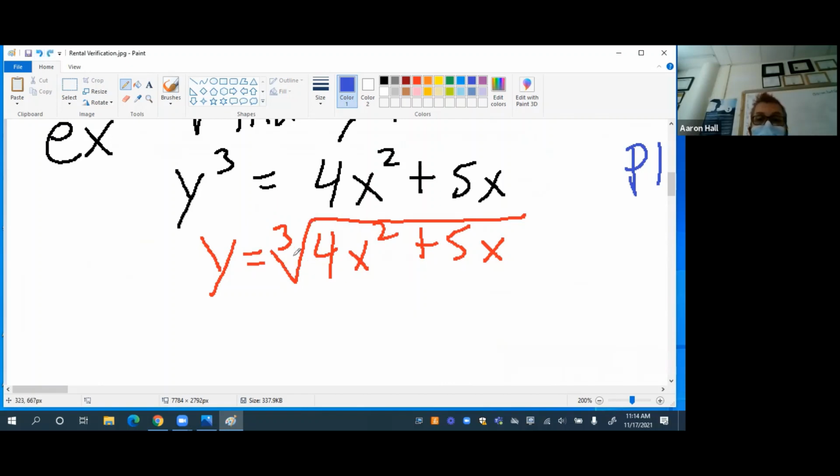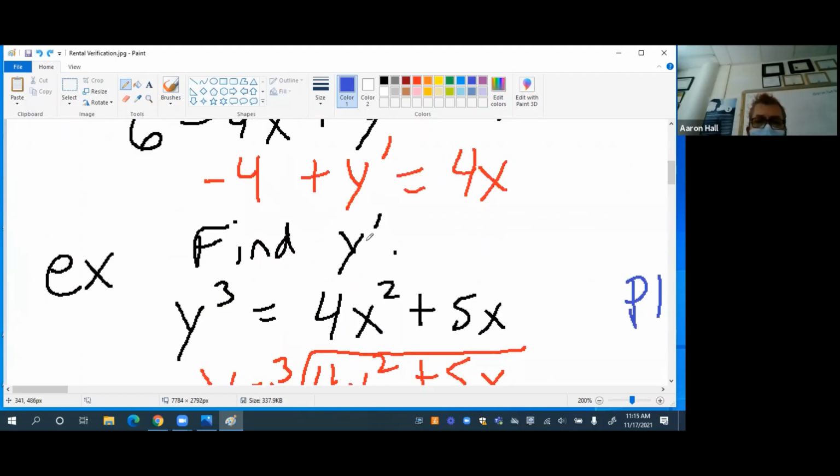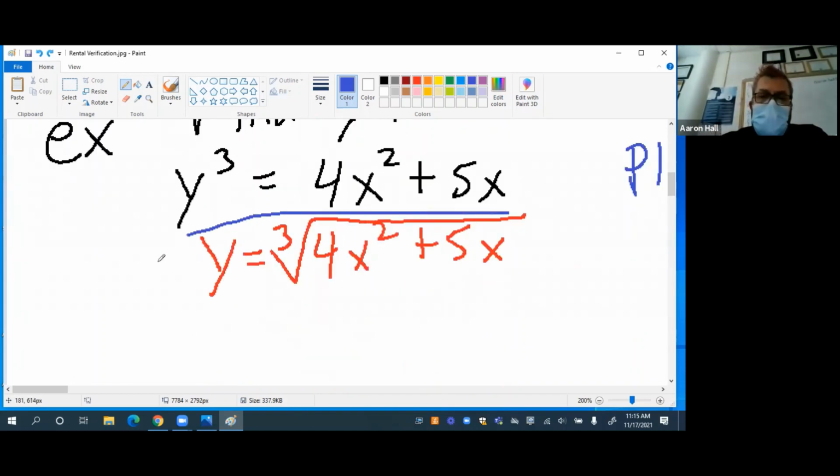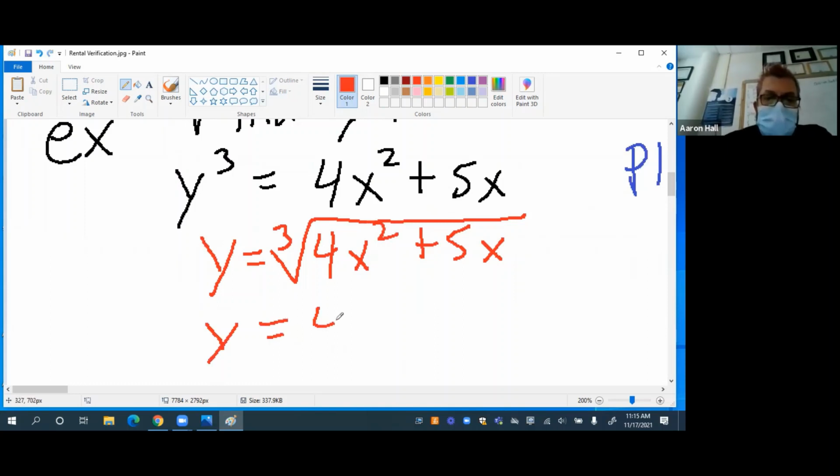So Kana, why do I not do plus or minus here? It's an odd root. Yep, correct. Okay, so we're back to here. We are solving this explicitly, directly. So now how do I find the derivative of this? Well, that's the chain rule. You wanted to rewrite this as 4x squared plus 5x all to the power of 1/3.